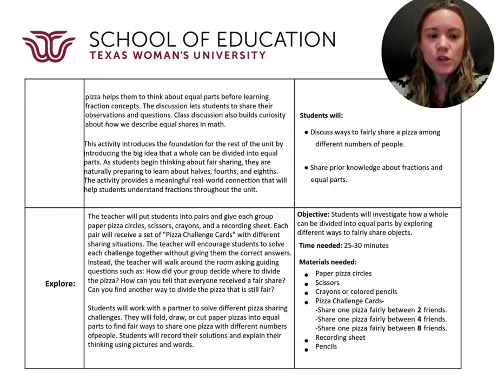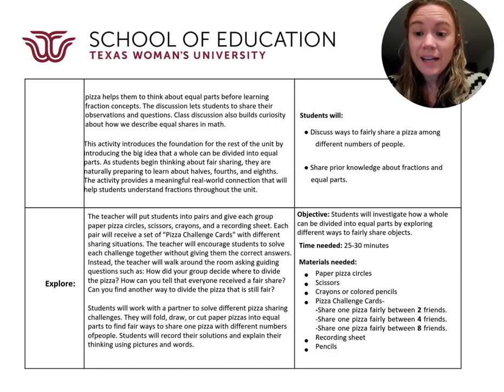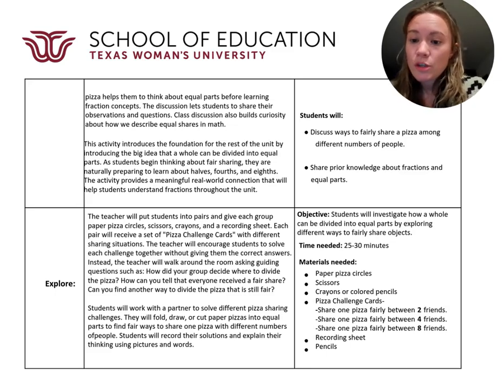During the explore phase, students were asked to work in pairs using paper pizzas, scissors, and challenge cards. They had to figure out different ways to divide the pizza fairly without being told what the correct answers were. My role as the teacher was to ask guiding questions instead of giving solutions or correct answers. The inquiry based approach, which is part of the 5E model, encourages problem solving, collaboration, and reasoning. It also gives students ownership of learning because they find and discover important concepts for themselves.